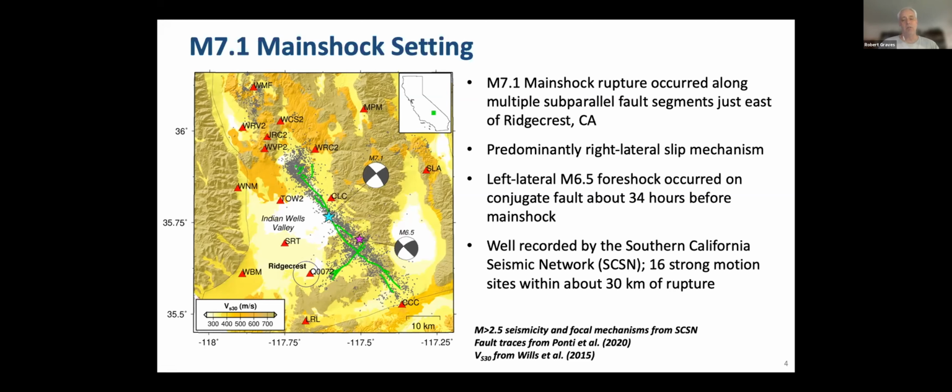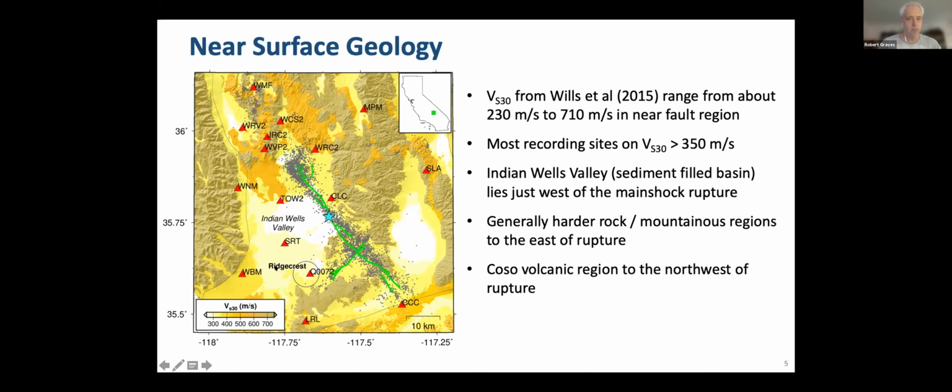The entire sequence was fortunately well recorded by the Southern California Seismic Network. There are about 16 strong motion sites within 30 kilometers of the rupture. Those are indicated by the red triangles on this plot. The colors on the map indicate the near surface geology as characterized by VS30. We use the values from Wills et al. 2015. So these values range from about 230 at the low end, that's the very light colors as indicated here in the valleys, and then go up to about 710 in the darker colors.